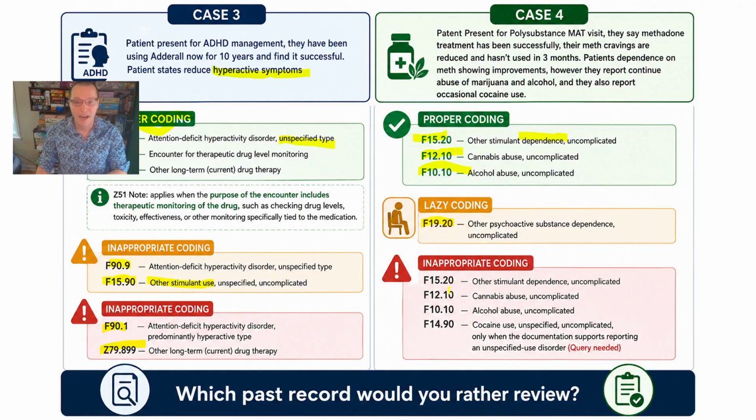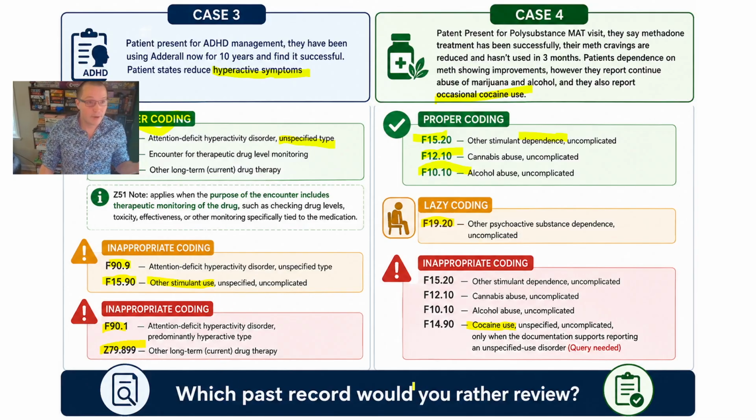And finally, inappropriate coding for this one would be to code the cocaine use, because all we have documented is occasional cocaine use. That's not enough to support the substance use disorder, so I would recommend querying the provider to ask if they think it would be appropriate to use the cocaine use code.